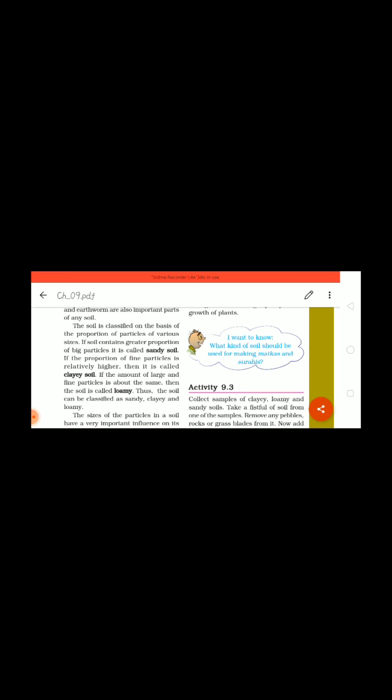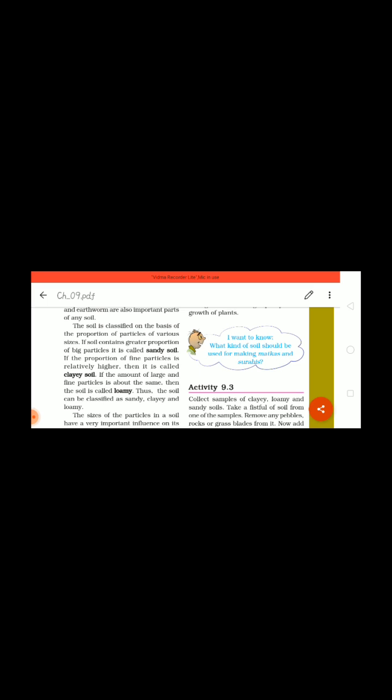Usually if someone is building constructions, you can take some sand and observe it. You can see some big particles, so they are sieving the sand, then using it for the construction purpose. So if the soil contains a greater proportion of big particles, it is called sandy soil. Clear? Now go for clay soil.